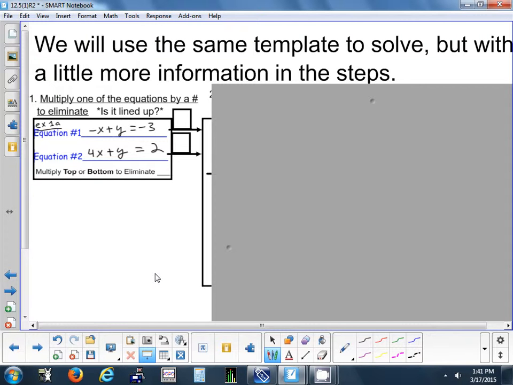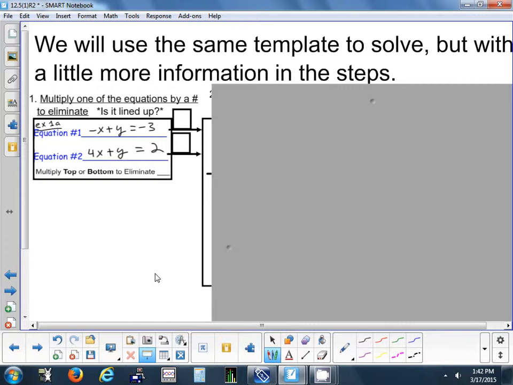Remember, what's the goal? Where do we want the letters? On what side of the equal sign? Letters on the left, L on the L. What about on the right-hand side? Just the plain numbers, with no variables attached. All right, so we got that. Now, the first thing we got to ask ourselves is, which equation would it be good to multiply by? Should we multiply in the top equation, or should we multiply in the bottom equation?